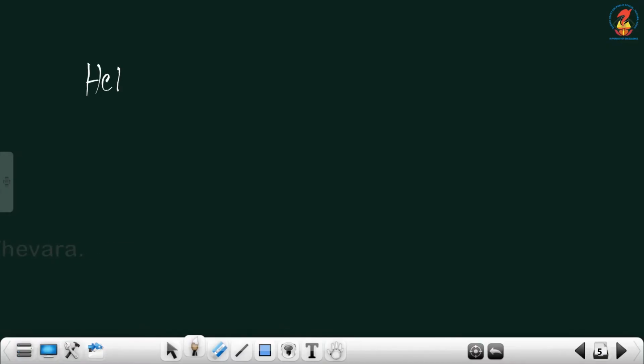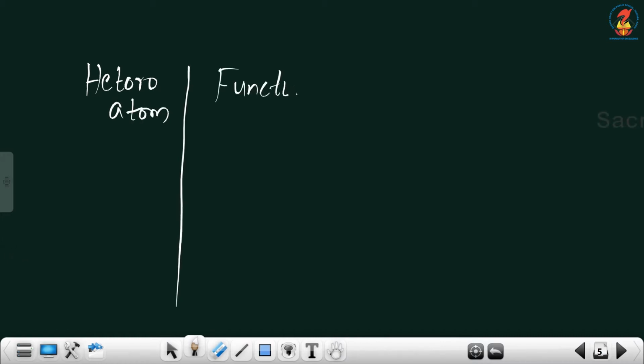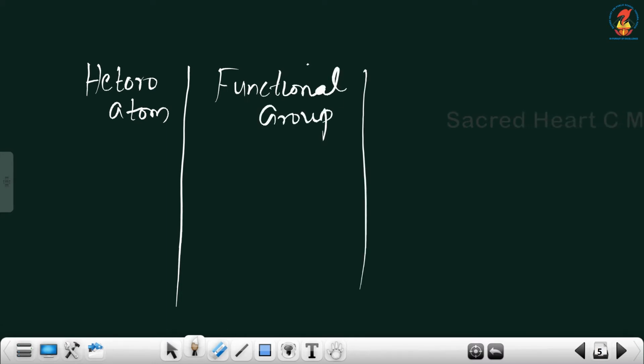So, heteroatom, functional group, then the formula of the functional group also we have to learn.